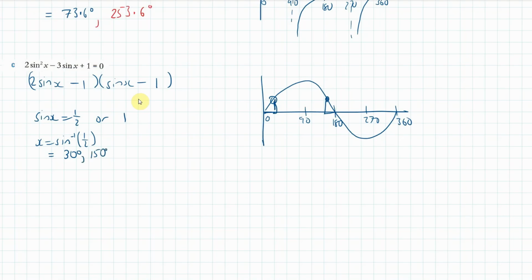And with the next one, where does it equal 1? Well, I'm not even going to pop that into my calculator because I know that it happens here, and that's the only place it happens on the whole sine graph between 0 and 360, so that happens at 90 degrees. And so those are my 3 answers there.